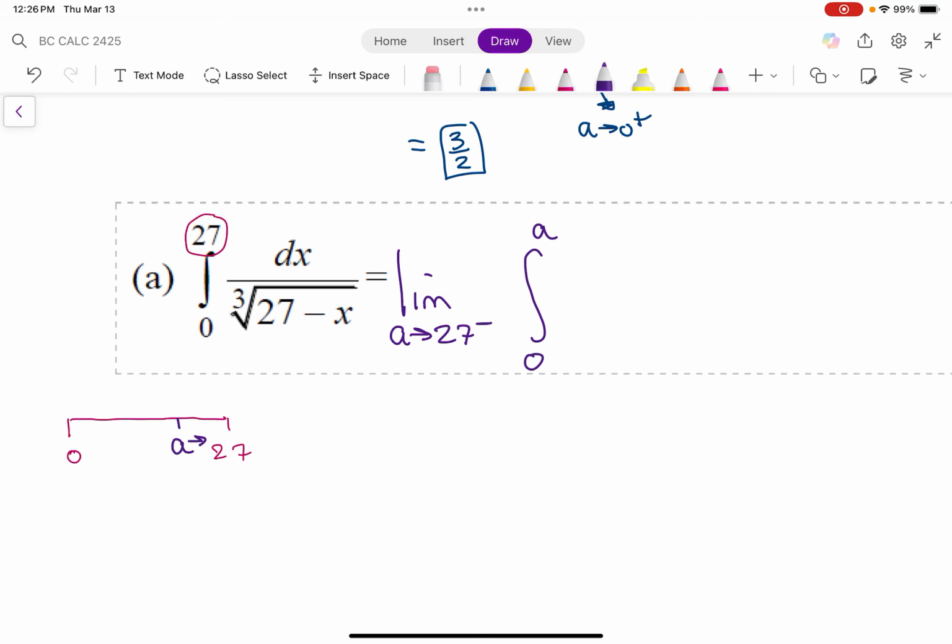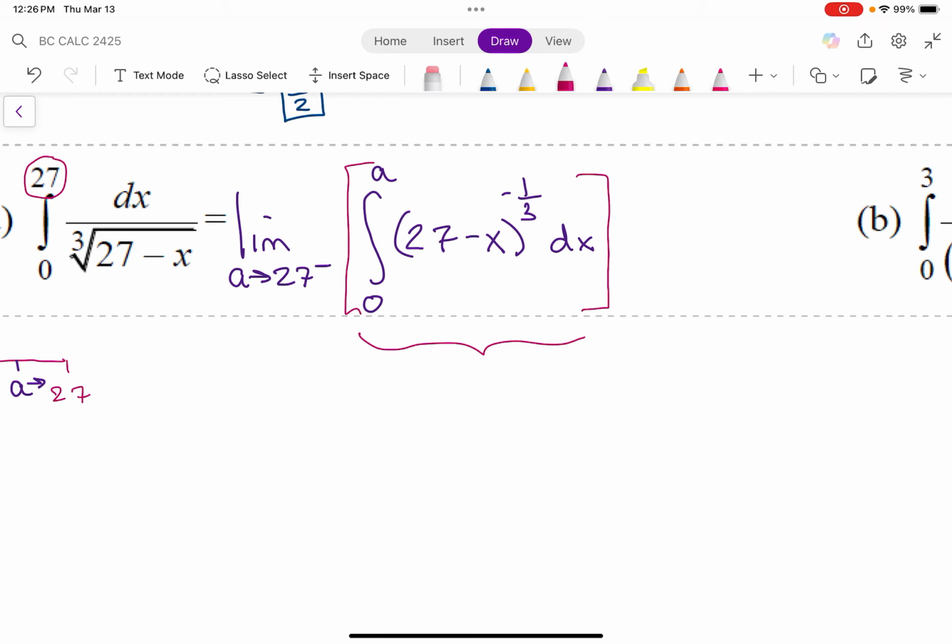I'm going to write this as 27 minus x to the negative 1/3, so it helps me with the fundamental theorem part. Now again, antiderivative. Add 1 to the exponent, so 27 minus x to the 2/3. And then I need a 3/2 here. But careful, I also need a negative, because the chain rule would spit out a negative. And so this should work.